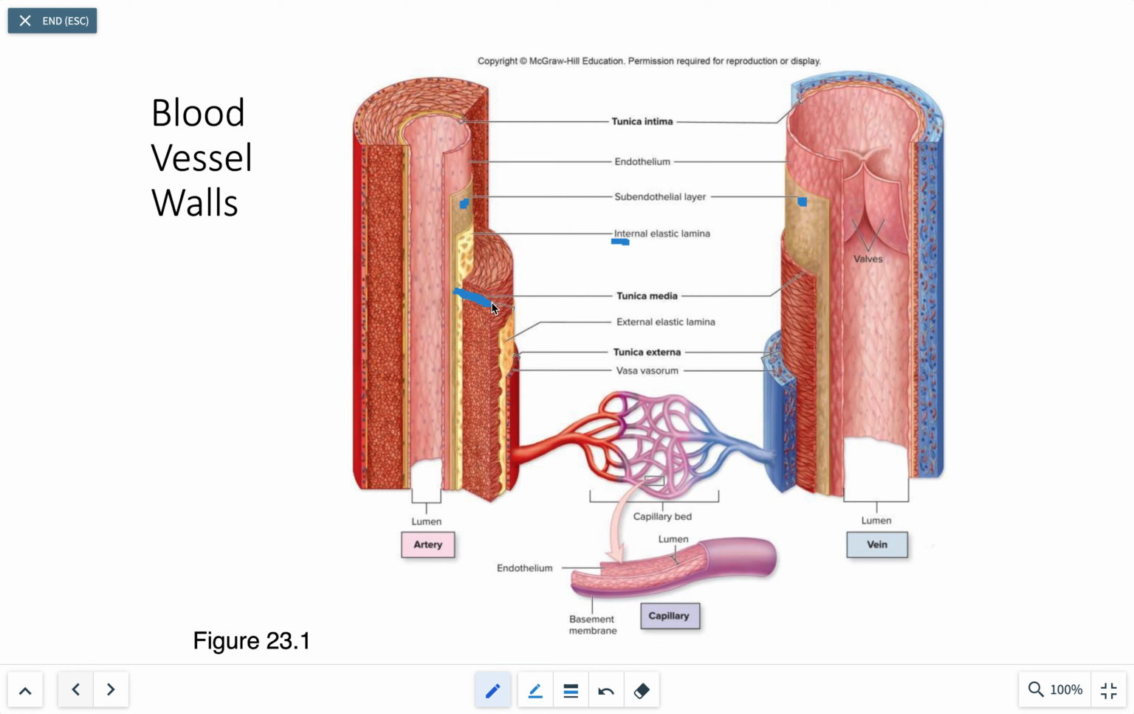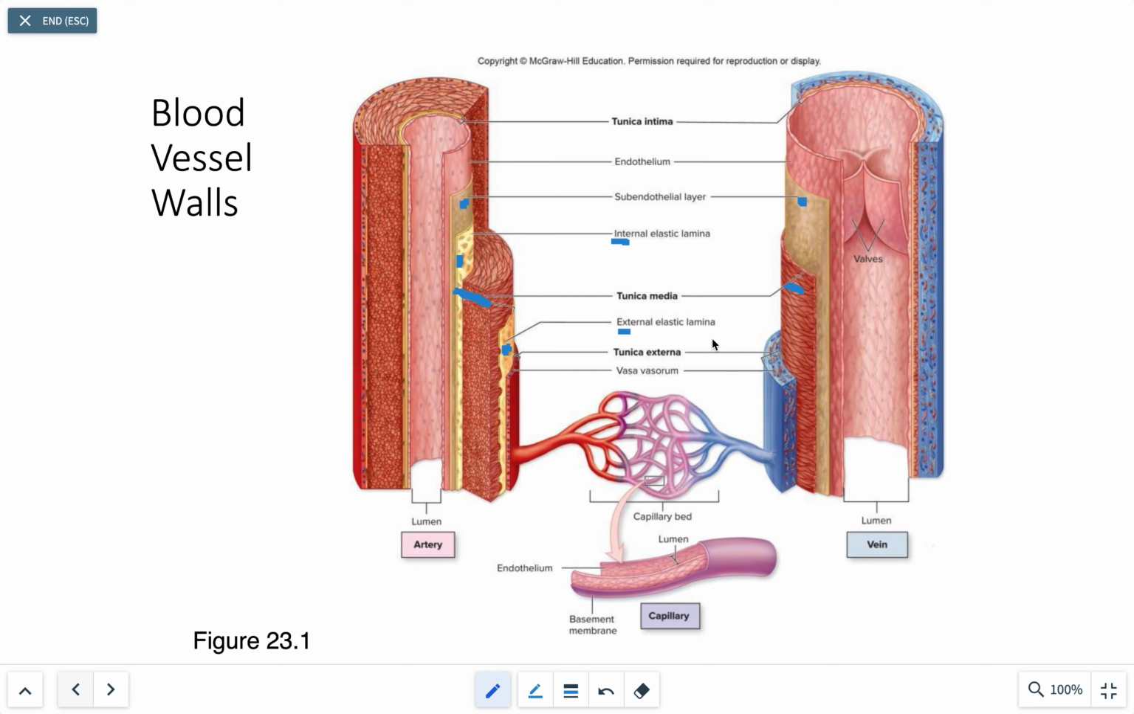When we're looking at the tunica media, it's innervated by the sympathetic nervous system. It causes the smooth muscle to vasoconstrict. And we can see the difference when we look at the tunica media in the venous system, how small it is in comparison to the arterial system. Again, we see an external elastic lamina. It's only found within the arterial system. Again, this allows for vasoconstriction and vasodilation. So we see that we have an internal elastic lamina and an external elastic lamina.